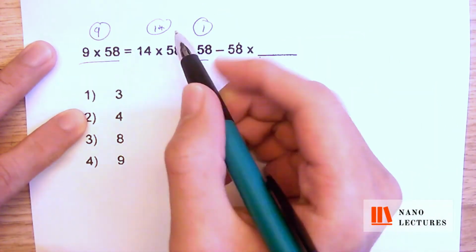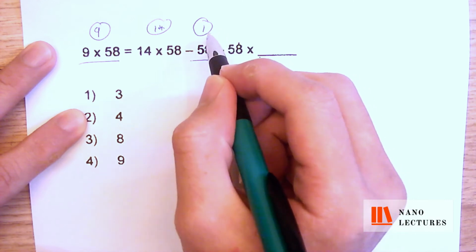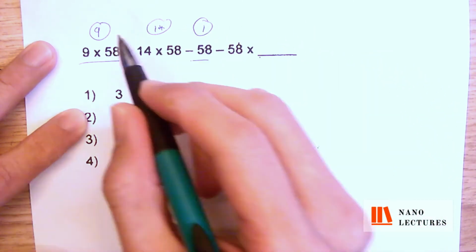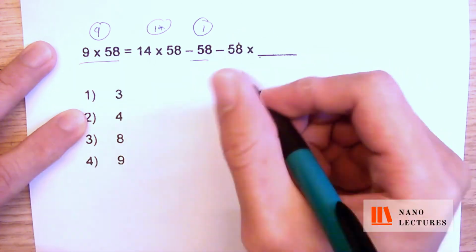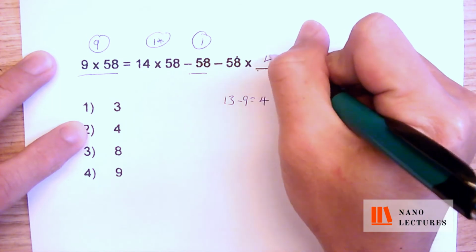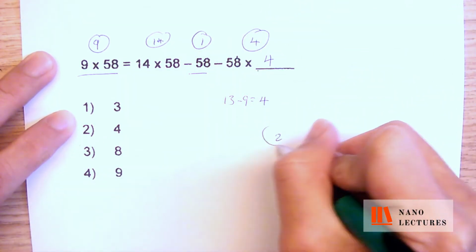Okay, so 14 sets minus 1 set, left 13 sets. 13 sets must minus how many more sets of 58 to become 9? Okay, so you just take 13 minus 9, that will give us 4. So you need 4 more sets over here. So therefore the answer is 4.